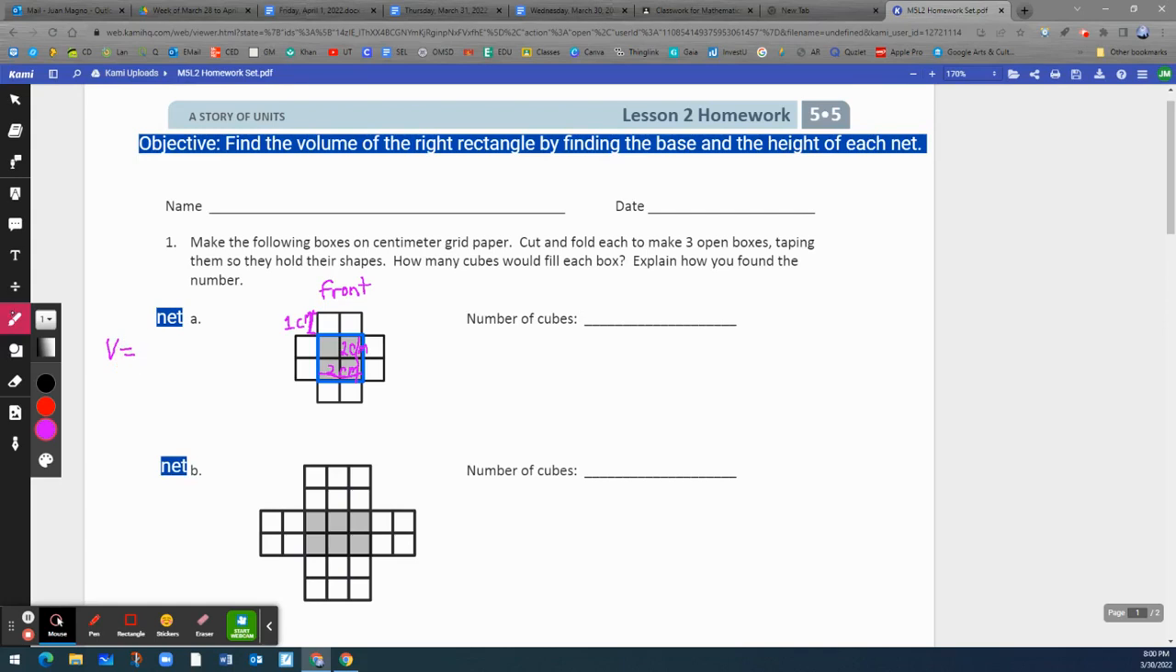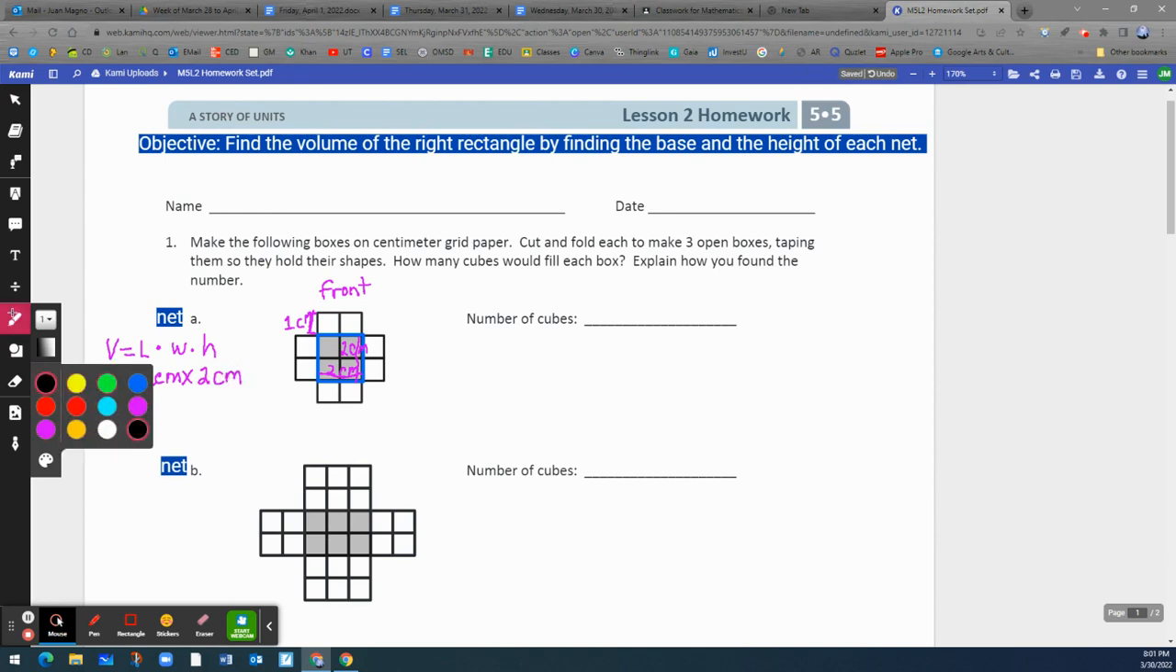Volume equals length times width times height. Then we replace the L for a 2, and let's write 2 centimeters. I'm going to teach you something new here, okay? Times the width. The width is 2 centimeters.